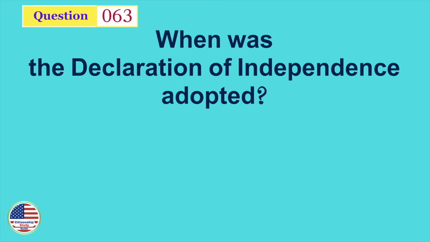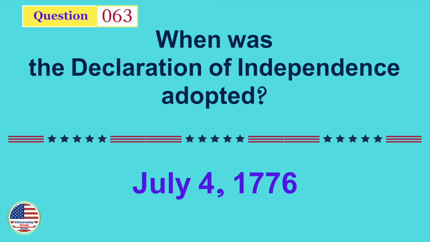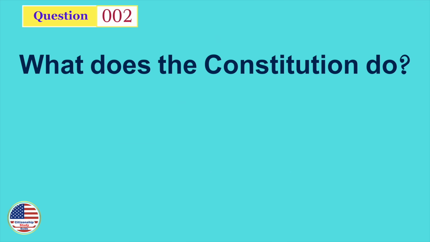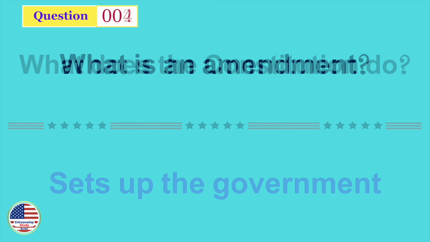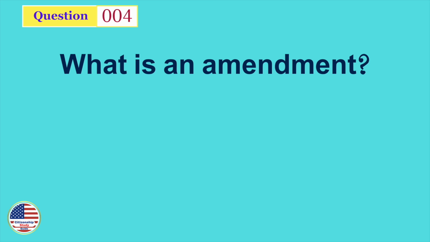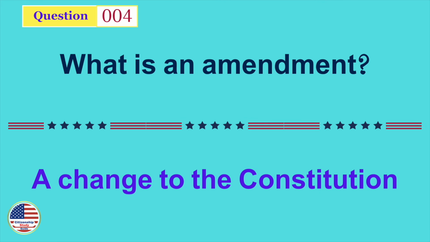When was the Declaration of Independence adopted? July 4th, 1776. What does the Constitution do? Sets up the government. What is an amendment? A change to the Constitution.